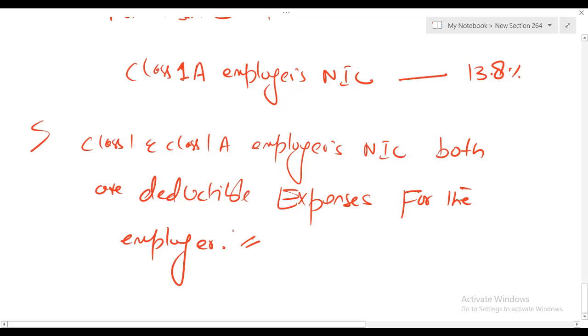So actually whatever the employer is paying in class 1 employer NIC, and as he is paying class 1A employer NIC as well, both NIC liability payments are deductible expenses for the employer. So the employer is going to deduct these payments from their trading profit. Let me repeat, class 1 and class 1A employer NIC are deductible expenses for the employer.